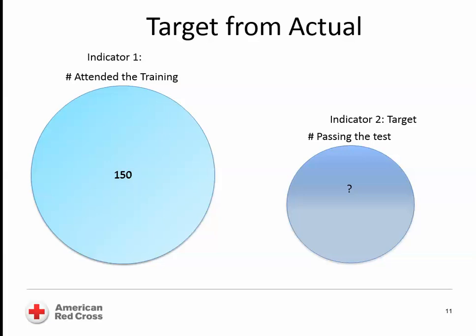I do not know the target of the number of people who pass the test until I know how many people are attending the training. So by utilizing this type of aggregate indicator called target from actual, I will take the result of my first indicator and populate it as the target of my other indicator. So now I can choose the number of people passing the test, the target being the total number of people attending the training.